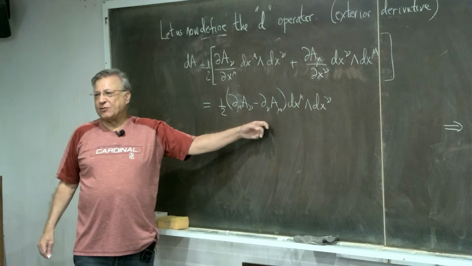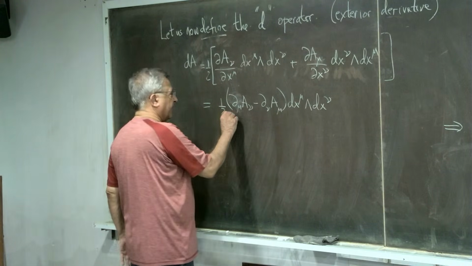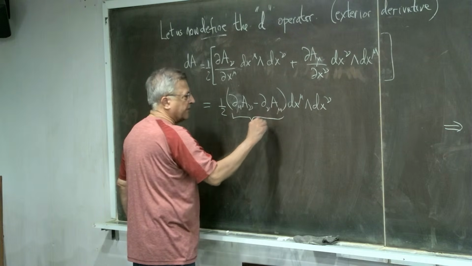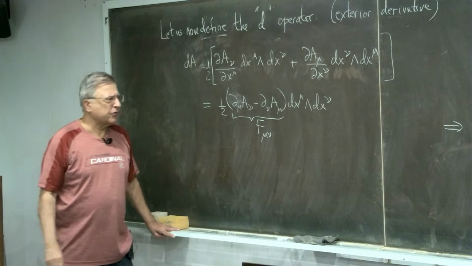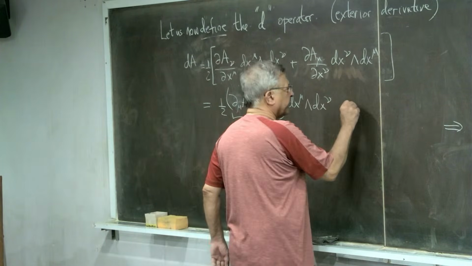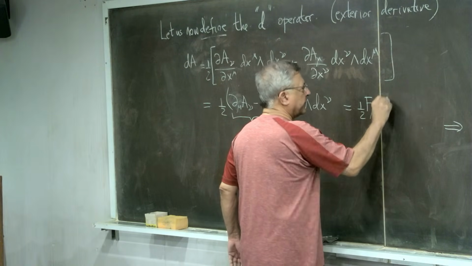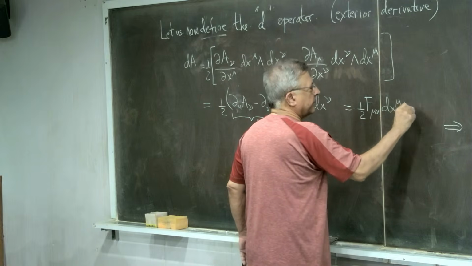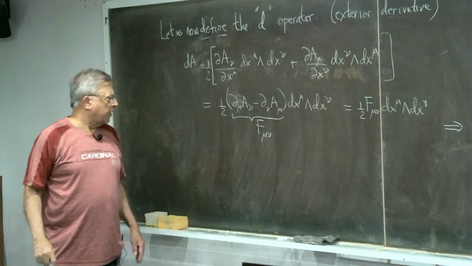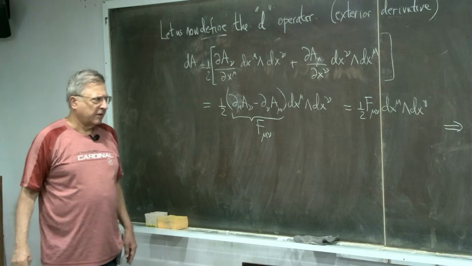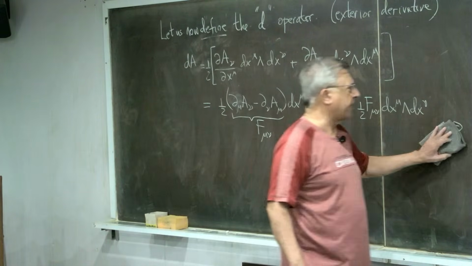What is this thing which you have seen all your life? Electromagnetic field tensor. This thing is what you call F mu nu. So the whole thing... good. So this is such an important result that I now need to rewrite this over here.